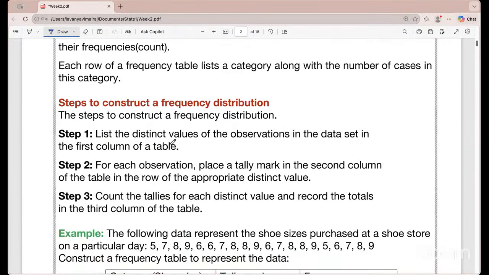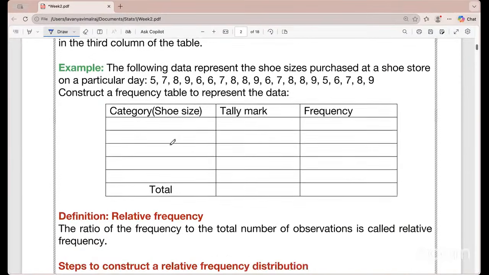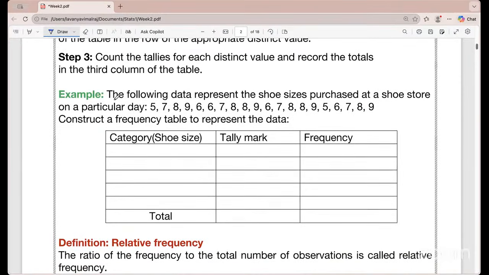So maybe straight away I will go to the examples and then we'll come back here. Look at this example. The following data represent the shoe sizes purchased at a shoe store on a particular day. So these are the shoe sizes. First of all, can you all just look at this data and tell me how many distinct values are there and what are they?